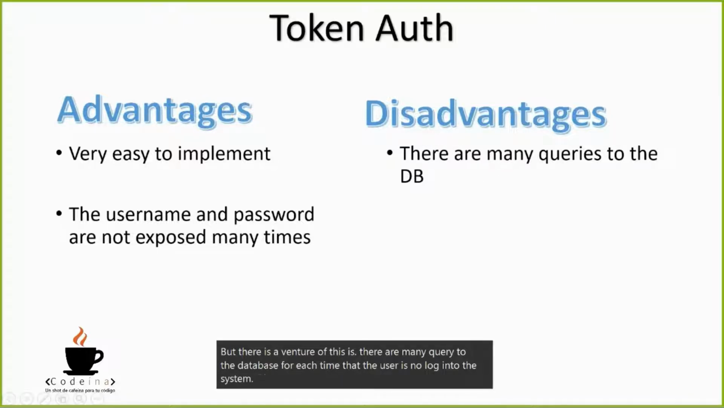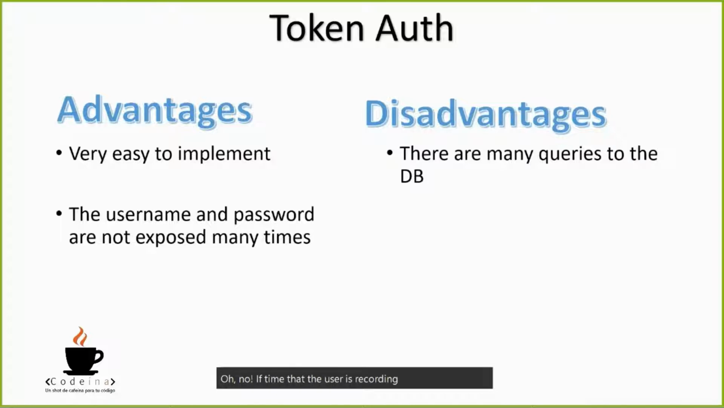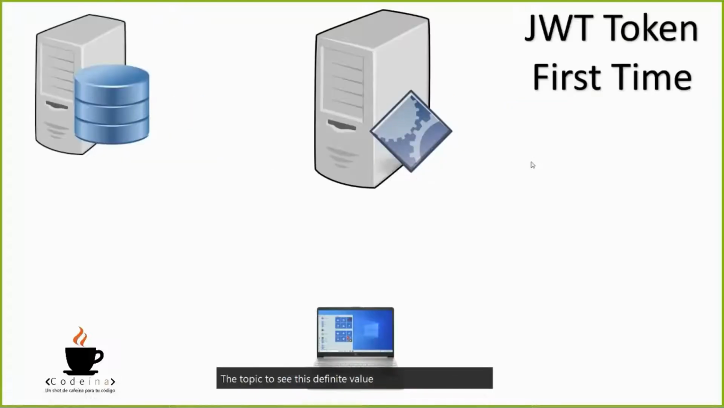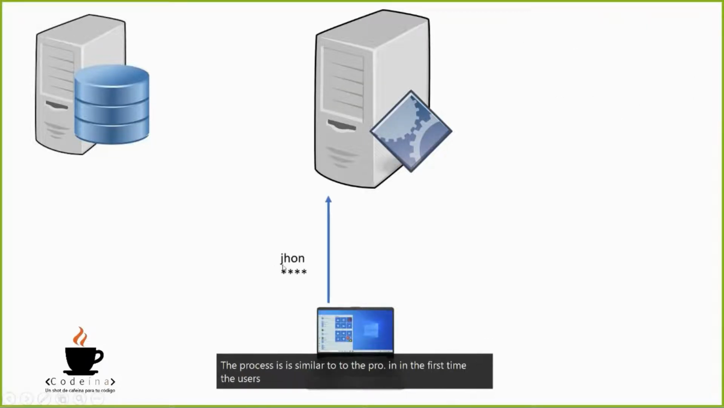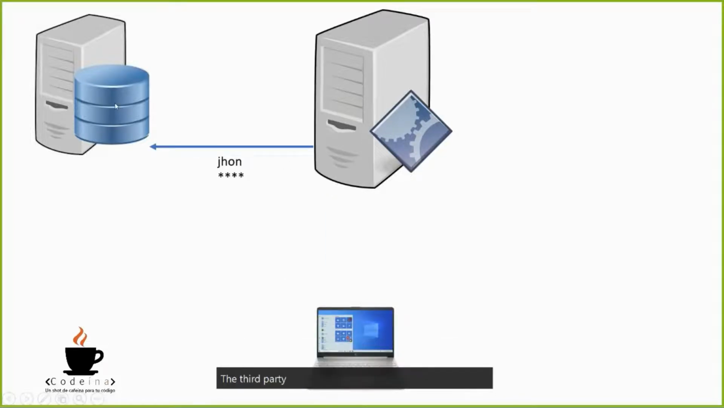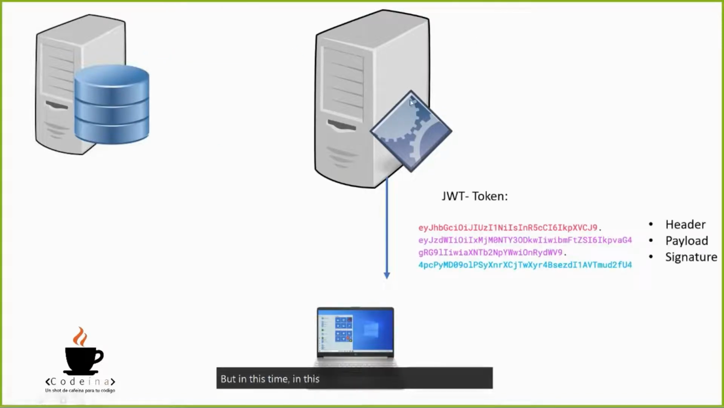Each time the user requests something from the server, it will consult the database to validate the token. So we have another type of token, which is the JWT token. The process is similar to the prior process. The first time, the user sends the username and password to the server. The server queries the database. The database responds okay to the server, but this time the server generates a JWT token.